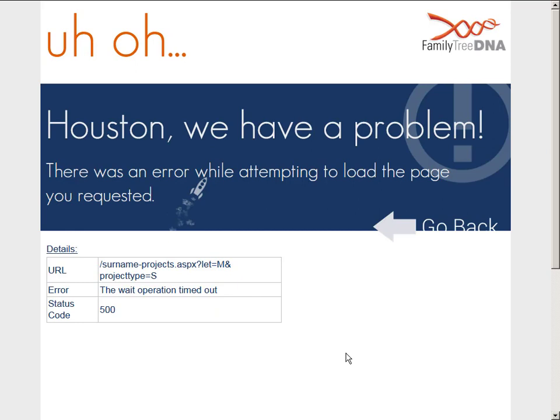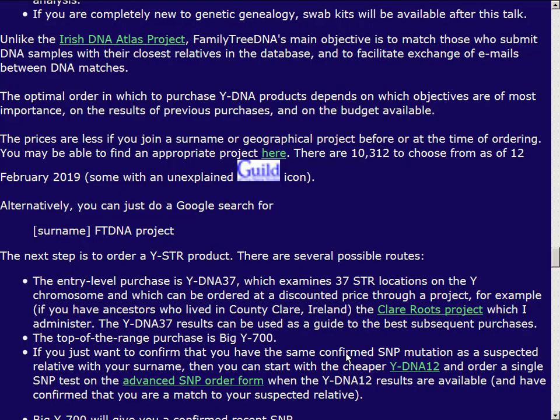Oh, operation timed out. That's not a Wi-Fi problem, that's a problem with too many projects out there for the server to throw the list to us. Usually when that happens, it comes back in a few minutes.